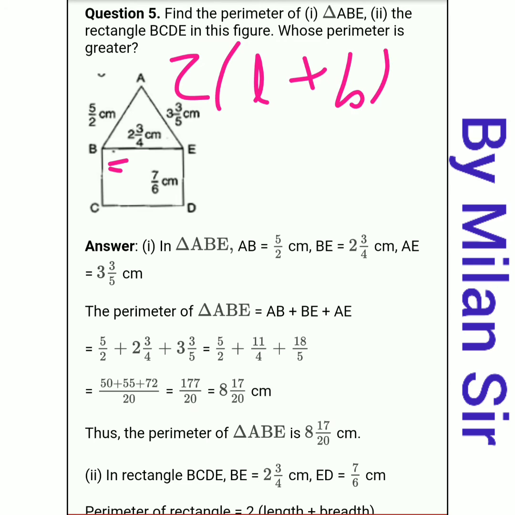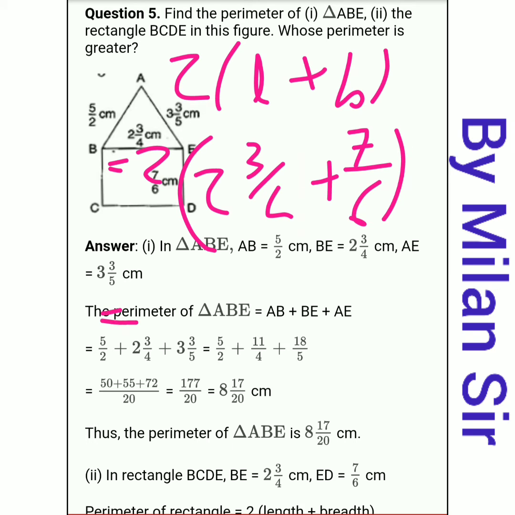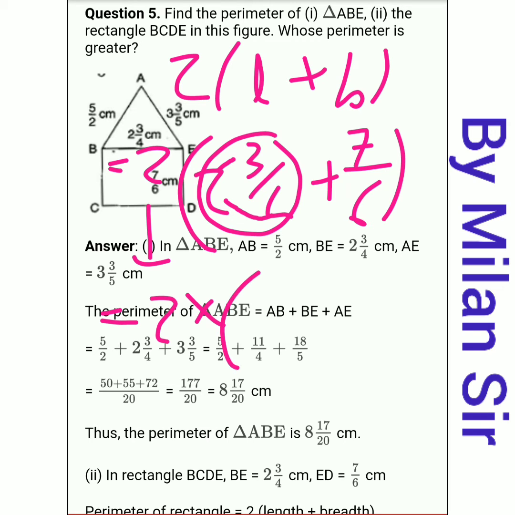Now 2 as it is. L is 2 integer 3 by 4, breadth B is equal to 7 by 6. Again 2 as it is. Now here 2 integer 3 by 4. First of all, we need to multiply this 4 with 2, then add our numerator. So 4 twos are 8 plus 3, it is 11 by 4, and the second term 7 upon 6 as it is. If you forget the conversion, meaning improper to mixed fraction, then just see the theory video.